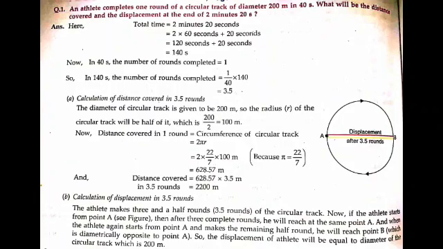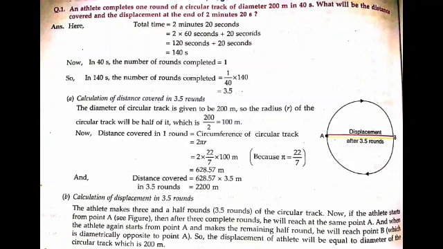An athlete completes one round of a circular track of diameter 200 meter in 40 seconds. What will be the distance covered and the displacement at the end of 2 minutes 20 seconds? Here total time is equal to 2 minutes 20 seconds, which is equal to 140 seconds. Now in 40 seconds, the number of rounds completed is equal to 1. Therefore, in 140 seconds, the number of rounds completed is equal to 140 divided by 40, which gives us 3.5.